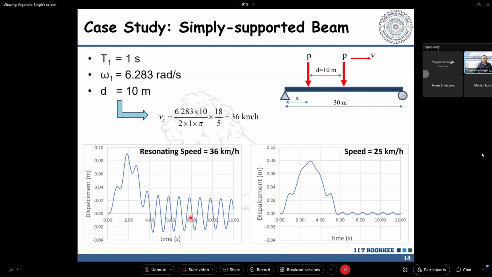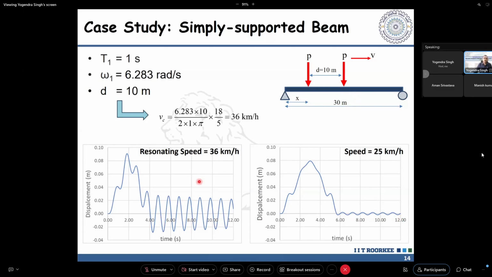And if we look at this behavior at some speed other than critical speed, let us say 25 kilometer per hour, which is not very far from 36 kilometer per hour, but still is not the resonating speed, you can see here that the vibrations are quite damped out. The peak response when the load is moving on the bridge has not been reduced that much, but the free vibrations after both the loads have crossed have reduced significantly.